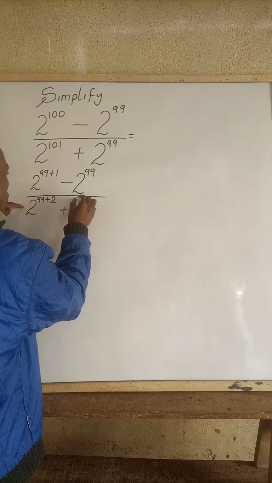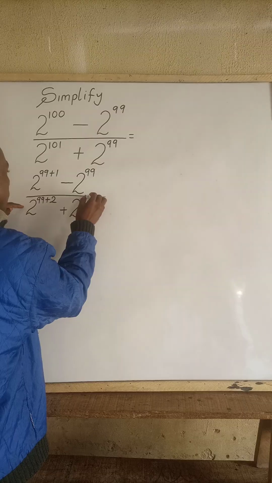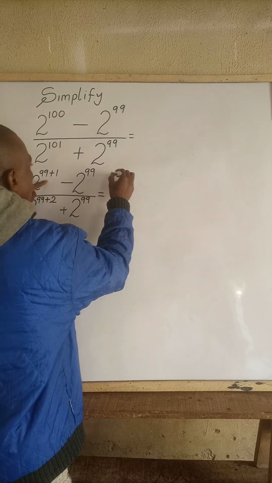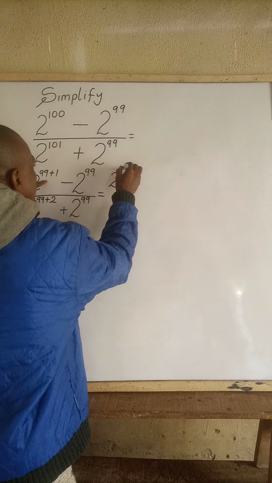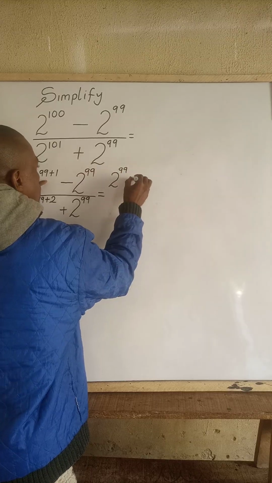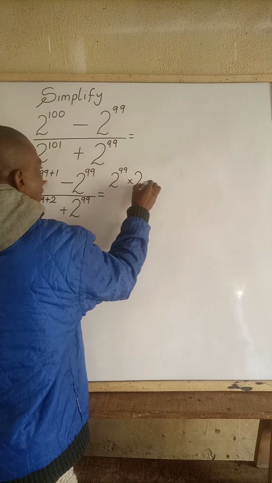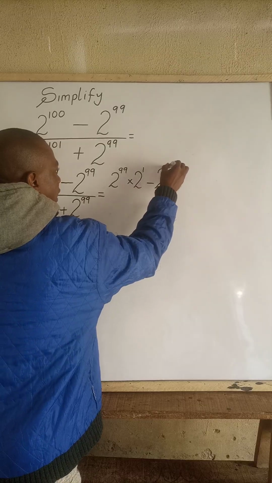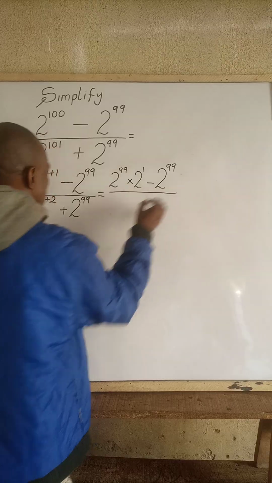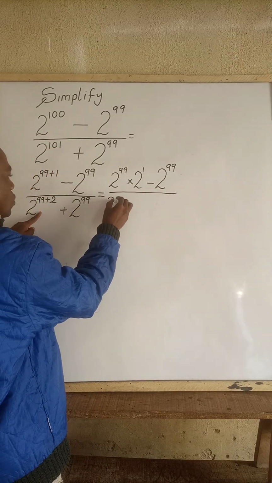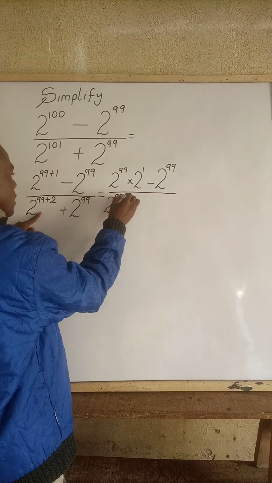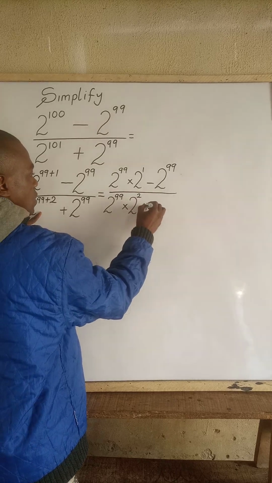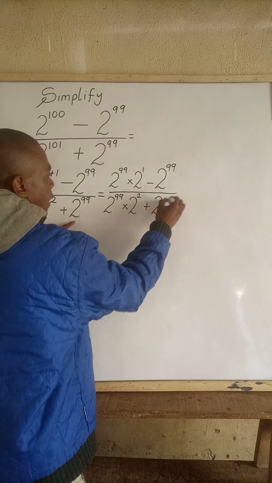Plus 2 raised to power 99, which is equal to, this will automatically become 2 raised to power 99 multiplied by 2 raised to power 1, minus 2 raised to power 99, all over this will automatically become 2 raised to power 99 multiplied by 2 raised to power 2 plus 2 raised to power 99.